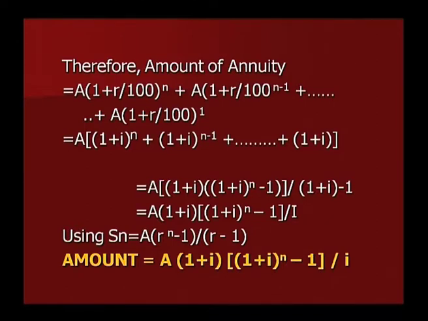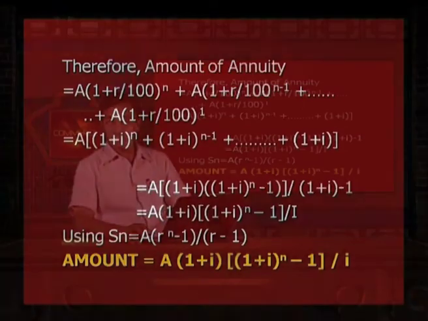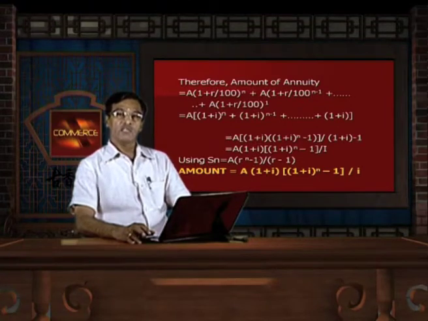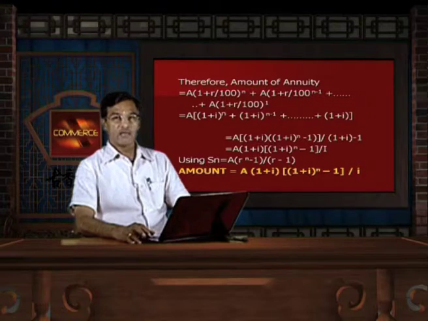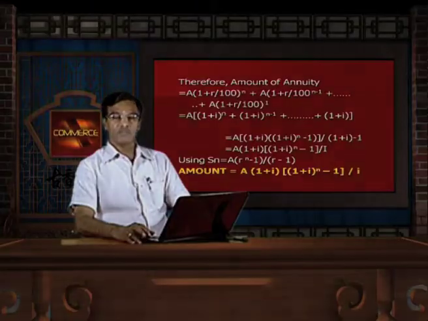Using the formula Sn = a(r^n - 1)/(r - 1), the amount becomes A = (1 + i) multiplied by [(1 + i)^n - 1] divided by i. Here also we have calculated the total amount by adding the amount after every installment, and the summation is performed by using the formula Sn = a(r^n - 1)/(r - 1), that is the summation of a geometric progression of n terms.